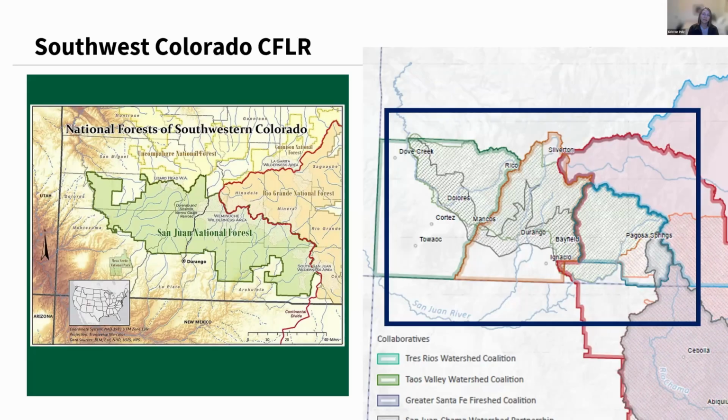They line up pretty closely, but there's private land and other lands in the CFLR, so they're not exactly the same area, but they are quite similar. Also, the Southwest Colorado CFLR was developed with the components from the forest plan in mind. And so that's one reason this made a lot of sense to work on.